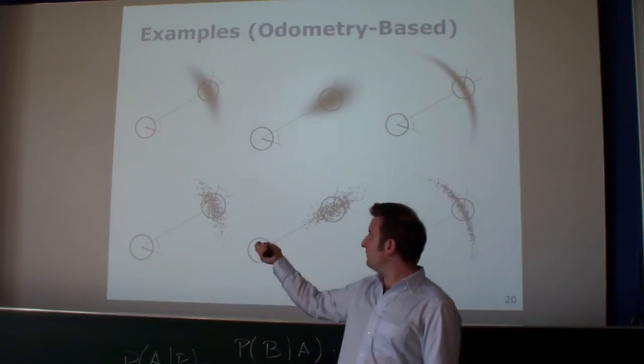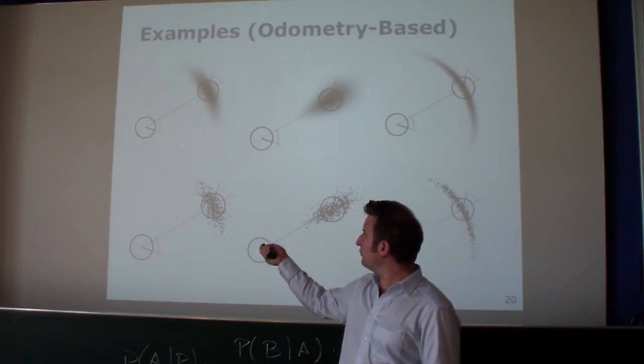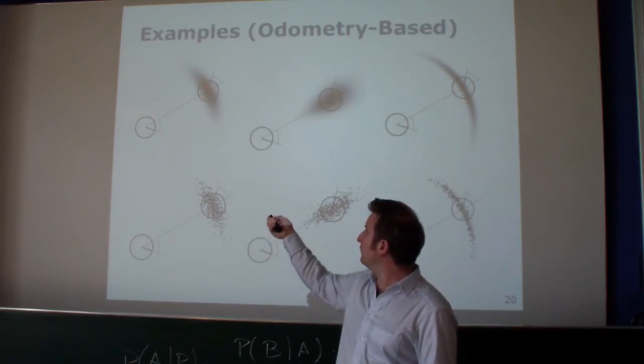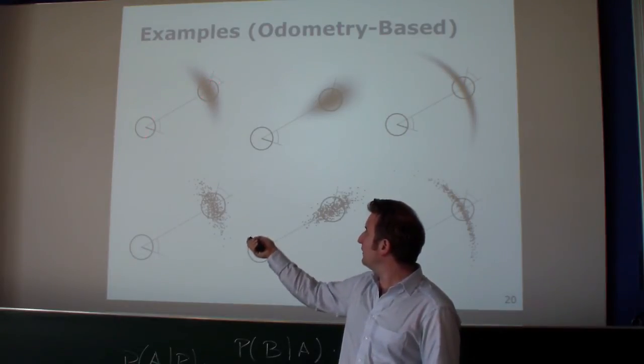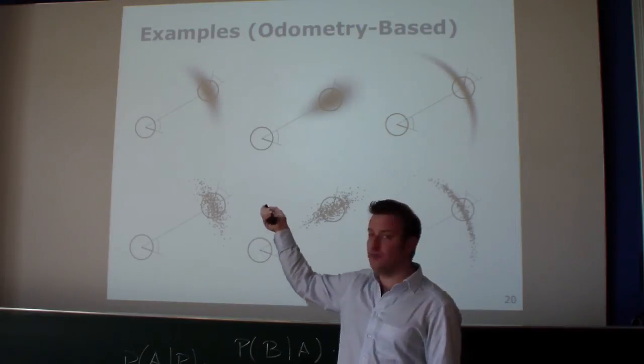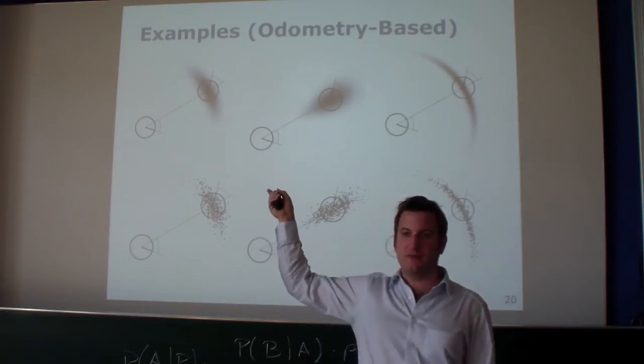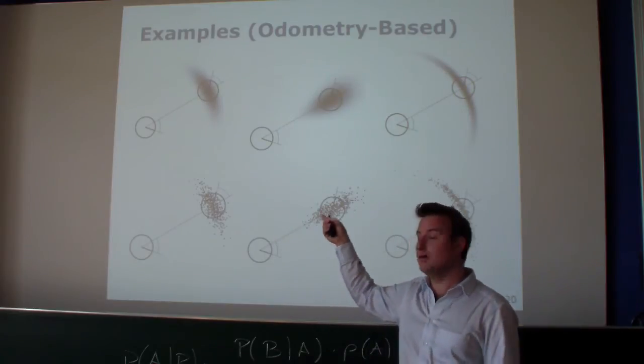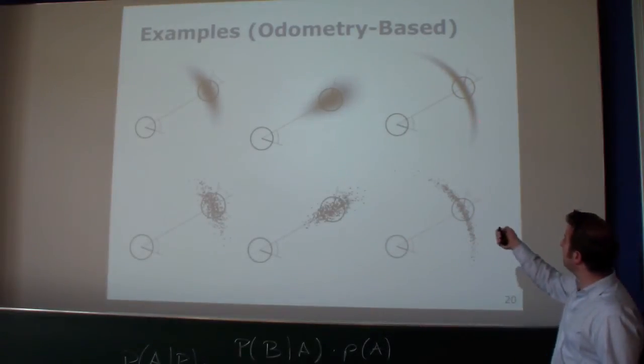So given the robot, for example, here was looking in this direction, it first does a rotation, moves forward, and then again a rotation, so in the end the system really is moving something like this. Then this is the probability distribution you get. The darker the value is, the higher the probability that you end up there. And so these are different variants.